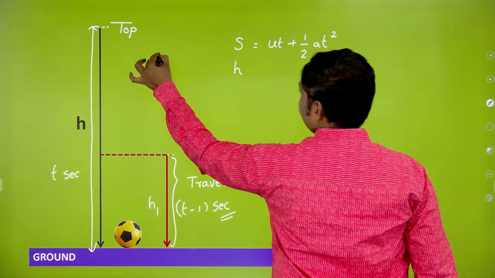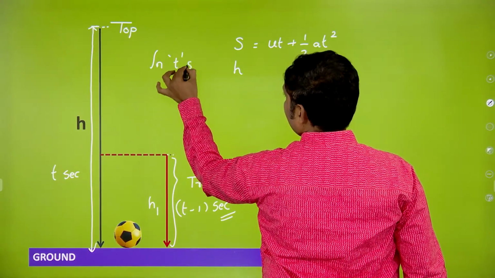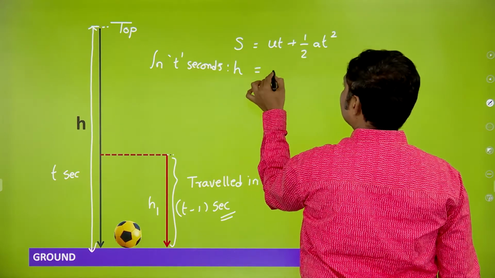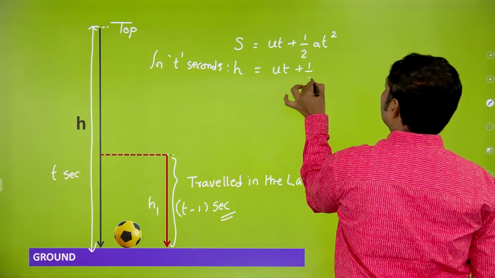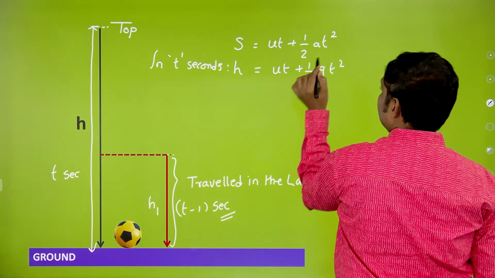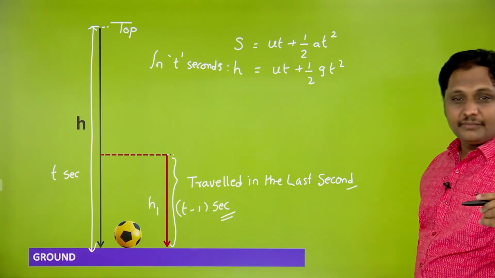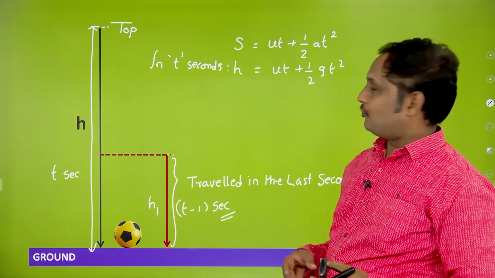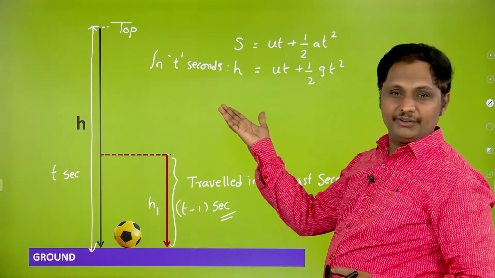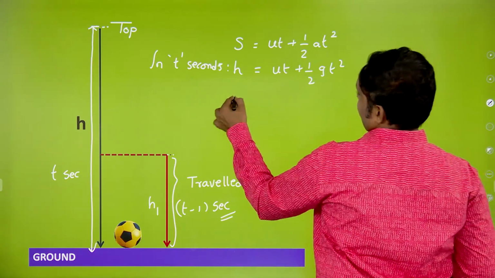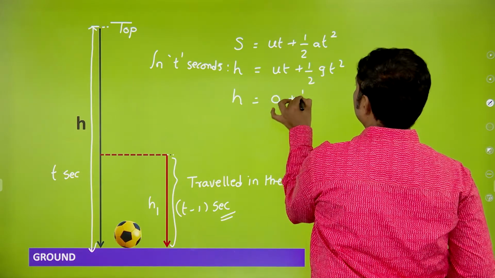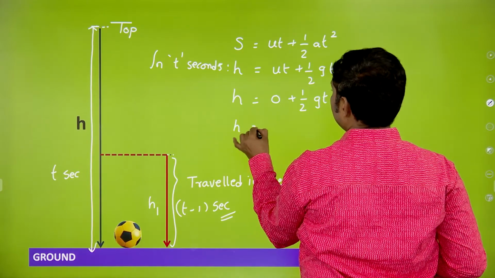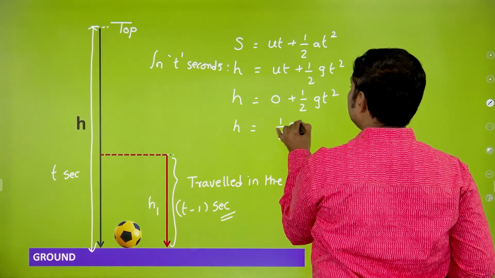So, h in t seconds, you have to get that the distance covered in t seconds by h is equal to ut plus 1 by 2 g t square. Very clear. If it has been started from rest position, the ball has been dropped. From that rest position, just take h is equal to 0 plus 1 by 2 g t square. So you will get h is equal to 1 by 2 g t square.